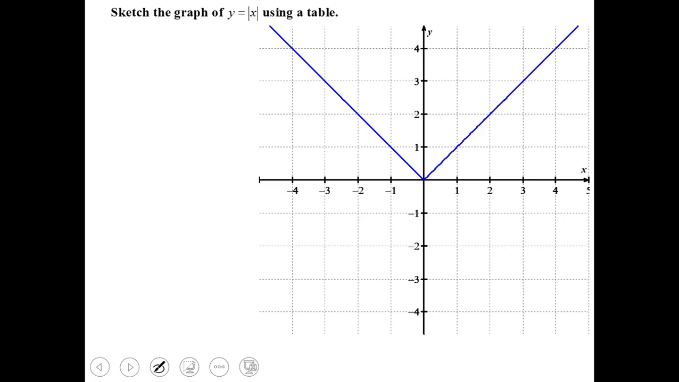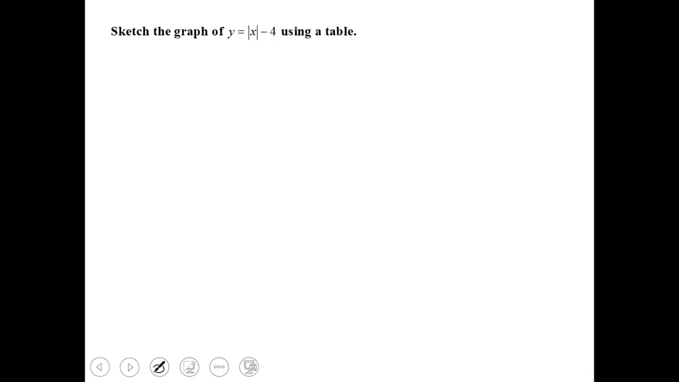You can see the same thing on the slide. And you notice there is a difference between absolute value of x and y equals x. This graph is a V, y equals x is a line that bisects quadrant 1 and 3. Okay, we're going to do the graph for the second function here, y equals absolute value of x minus 4.